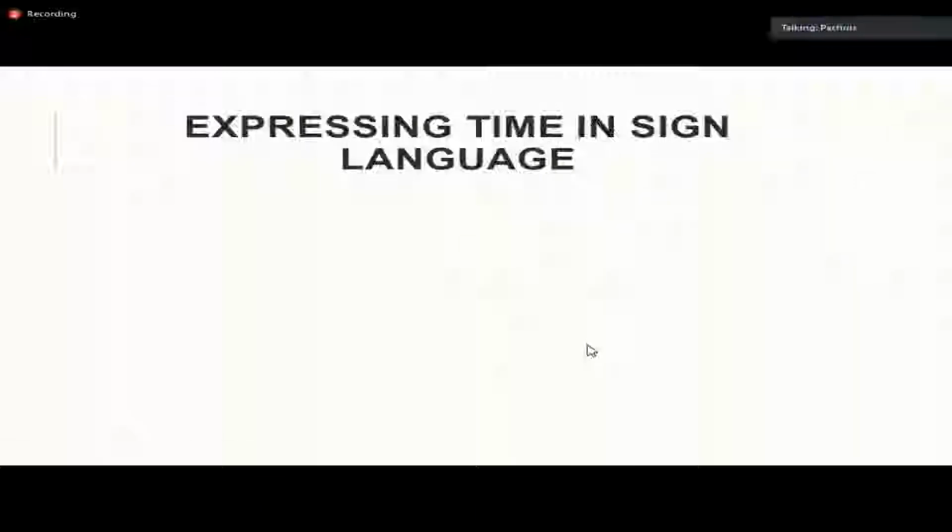Aspect talks a little bit more about the action, but it doesn't relate it in time. It's more habitual or something that's in progress, and that is marked by the ing being added to the verb.